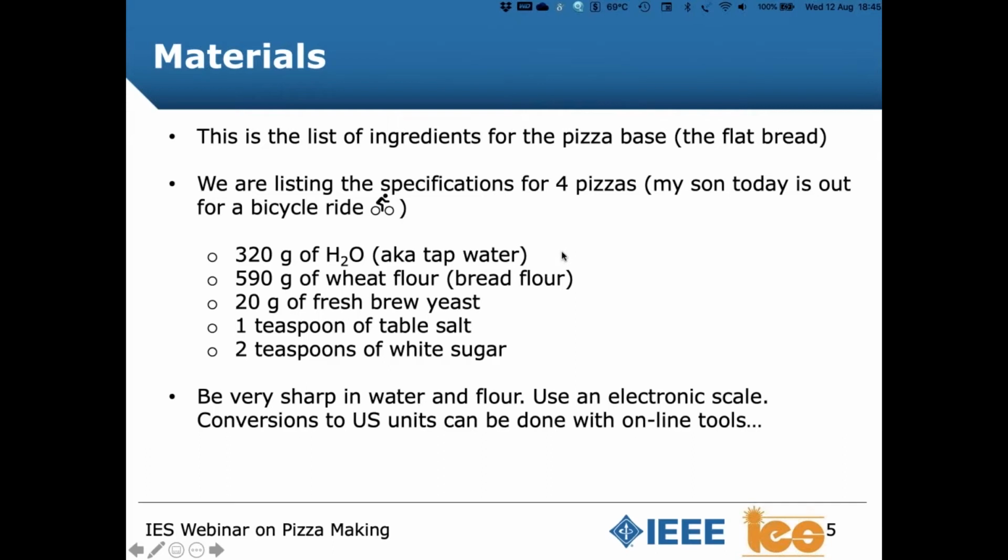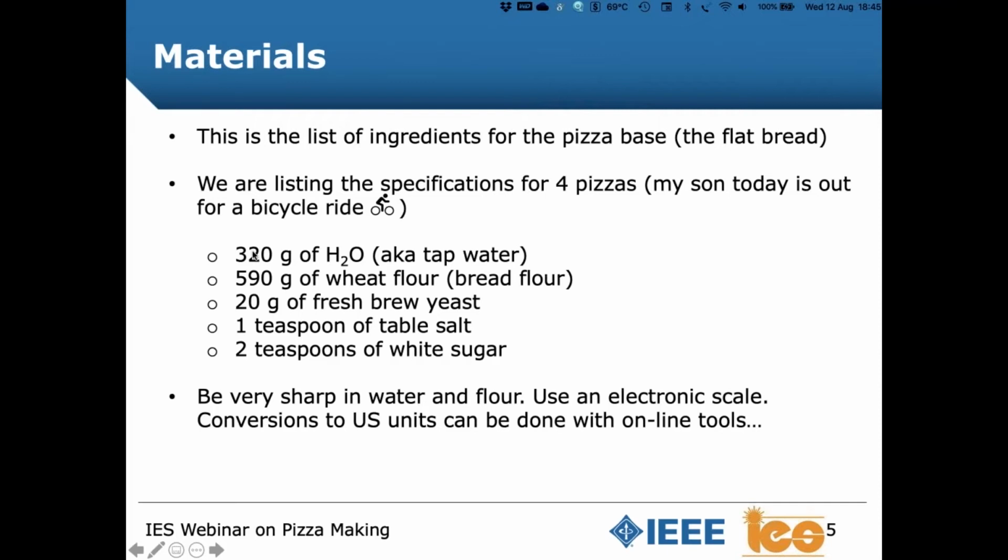This is the list of ingredients for the pizza base, the flatbread, and we are listing the specifications for 4 pizzas only because my son today is out for a bicycle ride. Usually I make for 5, but today I make for 4. These numbers are not based on some very obscure calculation but on experience. So: 320 grams of water, 590 grams of wheat flour, bread flour of course, 20 grams of fresh brewer's yeast, 1 teaspoon of table salt and 2 teaspoons of white sugar.